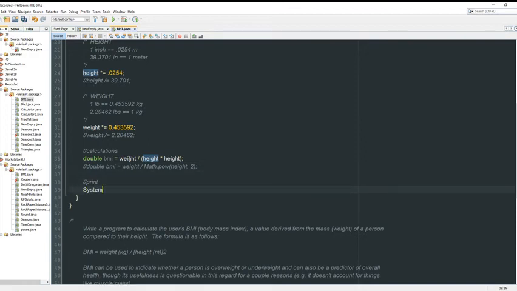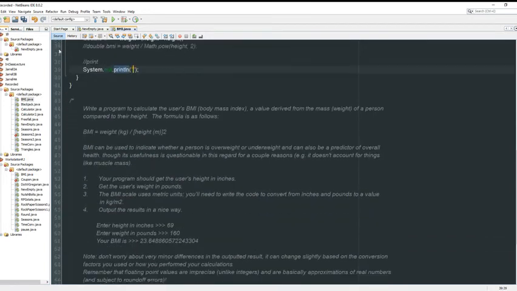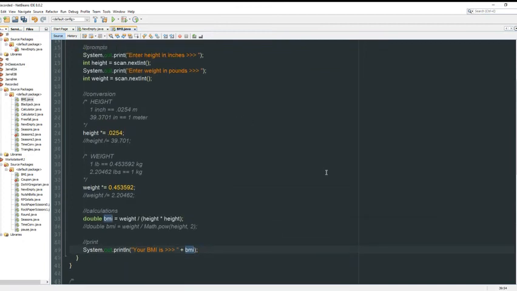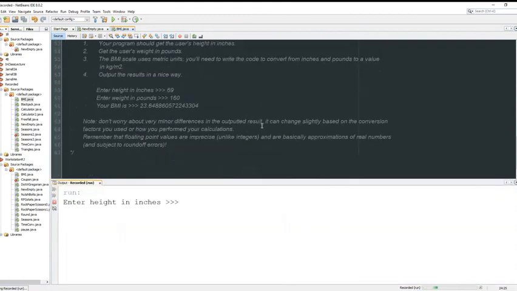And our last but not least, I grab their phrasing, your BMI is, and I concatenate with our answer we calculated. Okay? So that's it. Prompt, conversion, calculation, and then our print statement. So let's try it out, and we'll use their sample condition.